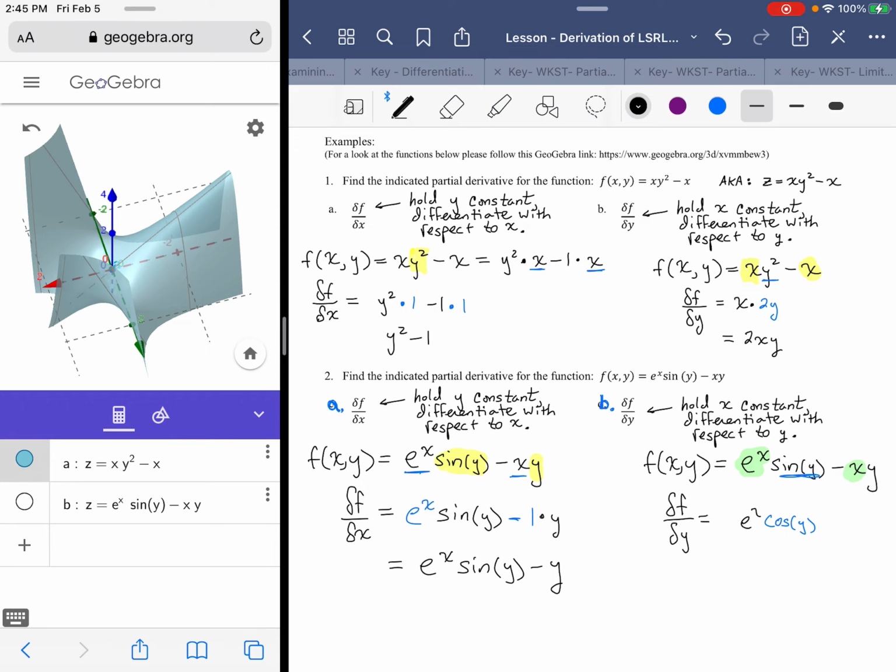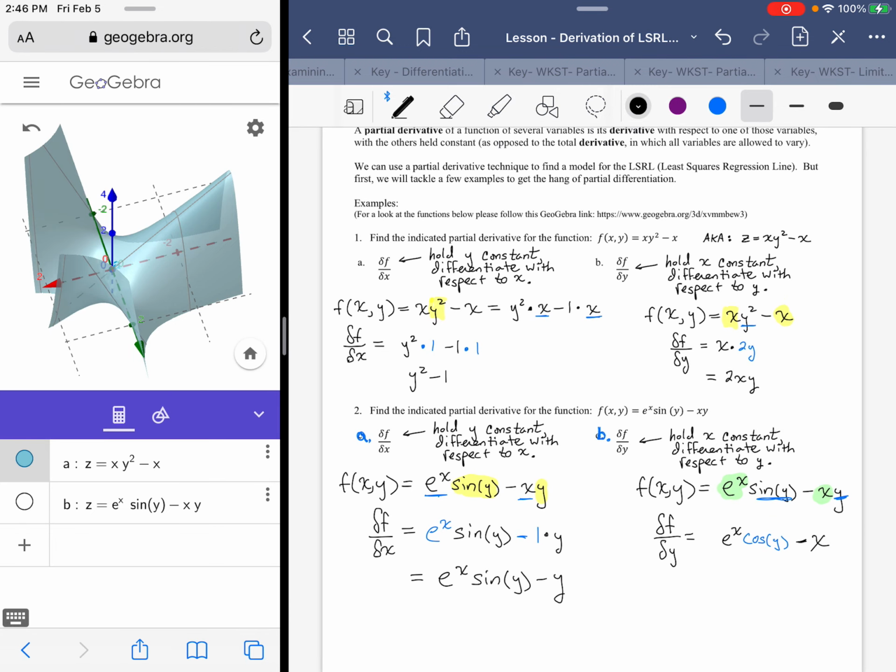Bring down the e to the x. Differentiate around the x, so I'm going to leave the x alone, differentiate the y with respect to y goes to 1, so this becomes just a minus x, and that would be our partial derivative.